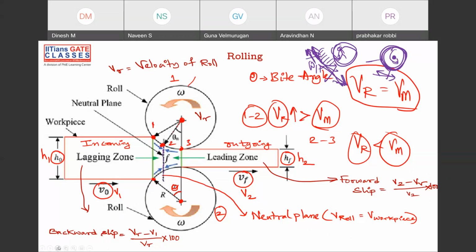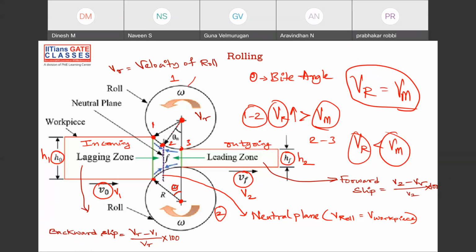That's the reason why the friction on the workpiece in the leading zone. This is called the leading zone. Why it is the leading zone, I'll tell you. Initially, when the workpiece is entering into the two rollers, the friction on the workpiece will act in the forward direction, like this. As you keep on moving, what is happening?